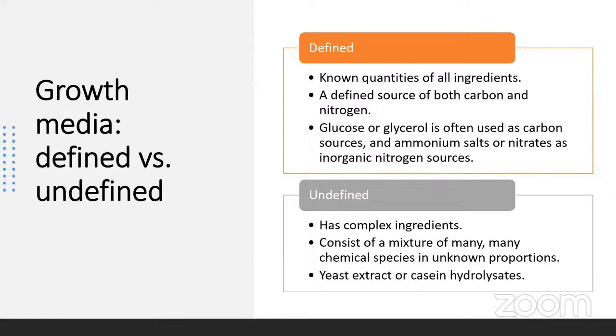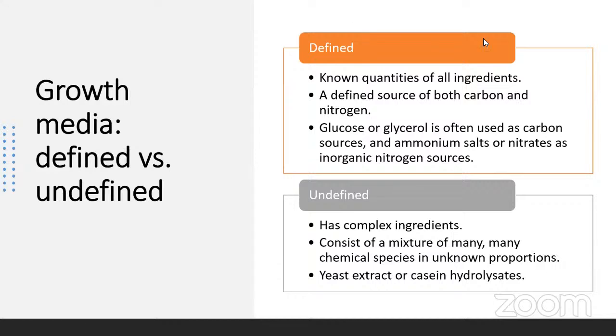Now let's look at defined and undefined media. In defined media, as I told you earlier, known quantities of all ingredients would be there. You will know how much carbon source is there, how much nitrogen is there, whether your carbon is in the form of glucose or glycerol or maltose or any of the other sugar sources, or you have to take carbon dioxide from the environment. Many a time when you're growing algal cultures, we do not add carbon sources. We pump in or bubble in carbon dioxide from the environment. So that becomes the carbon source.